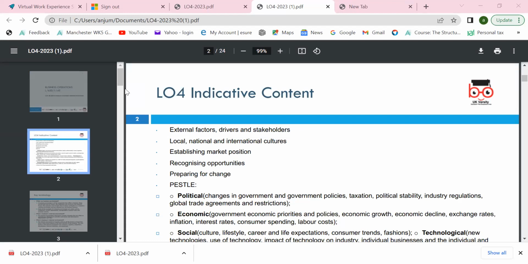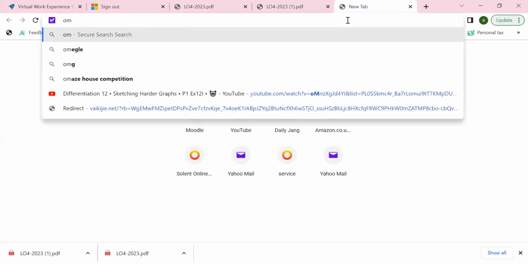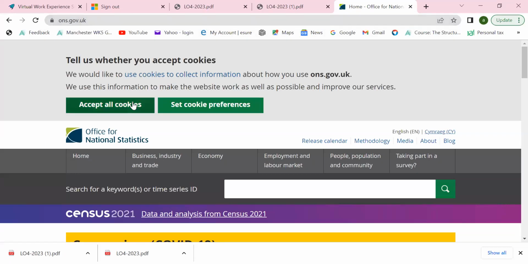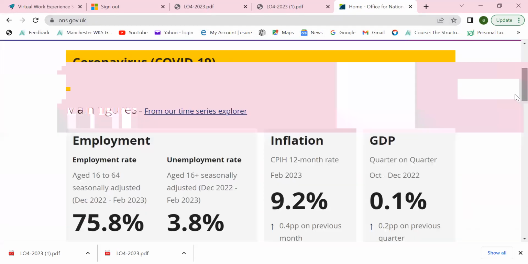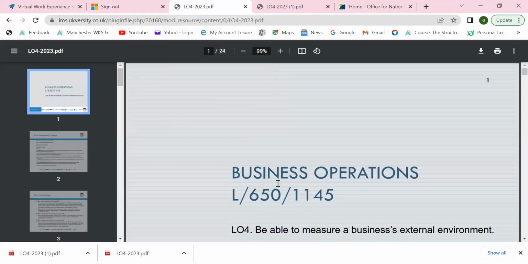External factors, drivers, stakeholders, location, establishing market position, political, which will go through changes in government policy, taxation, economics. We can look at economic priority, economic growth, GDP. In the UK, we look at ONS, the Office for National Statistics, where we can find a lot of information, our economic data and the social data as well. We can look at inflation, GDP, unemployment rate, employment rate, all the facts and figures we can find through ONS.